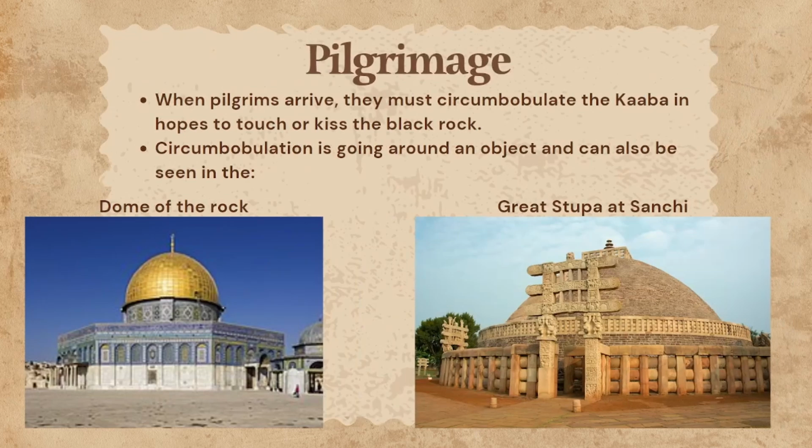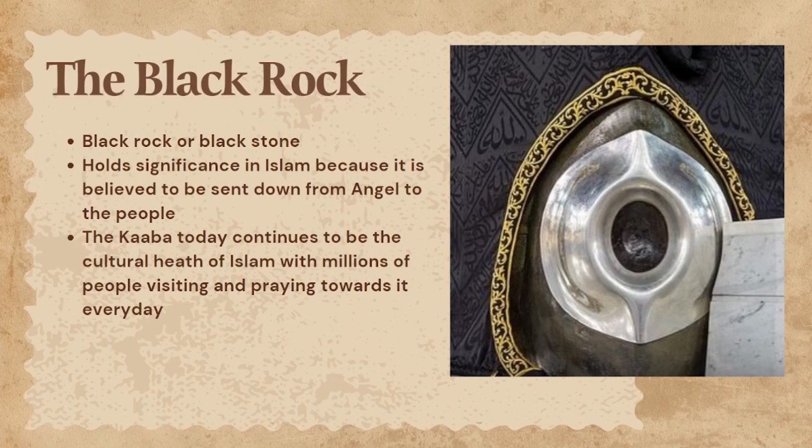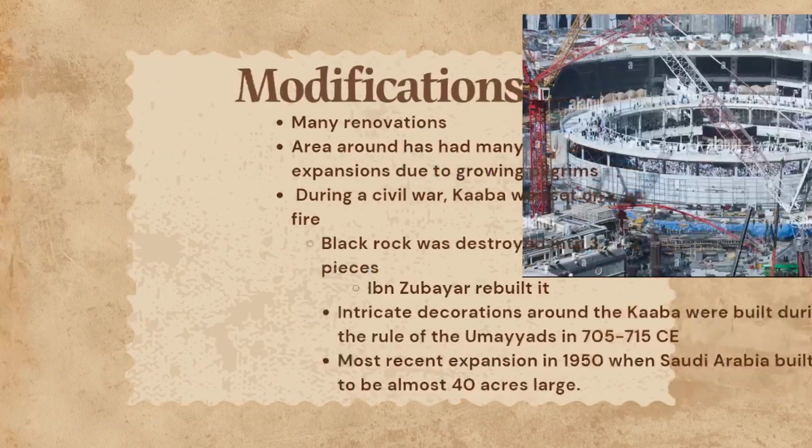When pilgrims arrive, they must circumambulate the Kaaba in hopes to touch or kiss the black rock. This idea of circumambulation can be seen many times in other sacred spaces, including the Dome of the Rock and the Great Stupa at Sanchi. The black rock holds significance because it was believed to be directly given to the people by an angel. The Kaaba today continues to be the cultural hearth of Islam, with millions of people praying towards it every day and visiting it every year.